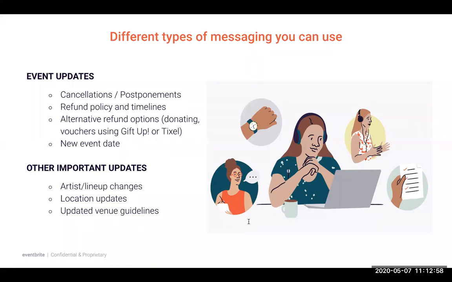If you do end up needing to cancel or postpone your event, it's vital to let your attendees know as soon as possible and share your refund policy and timeline, any refund alternatives you might be offering like donations, vouchers, or other make good offers, which you can now specify in your refund policy section of your event. And also, in the case of postponed events, the new confirmed event date.